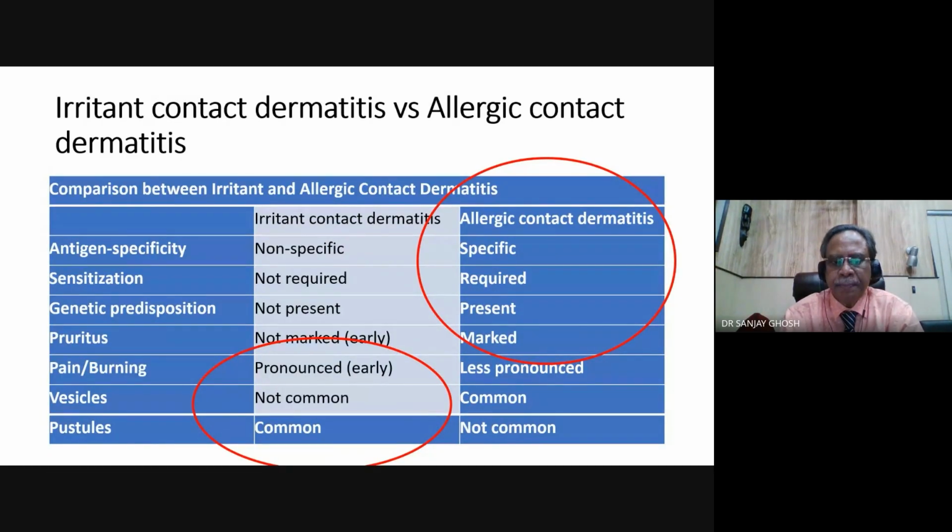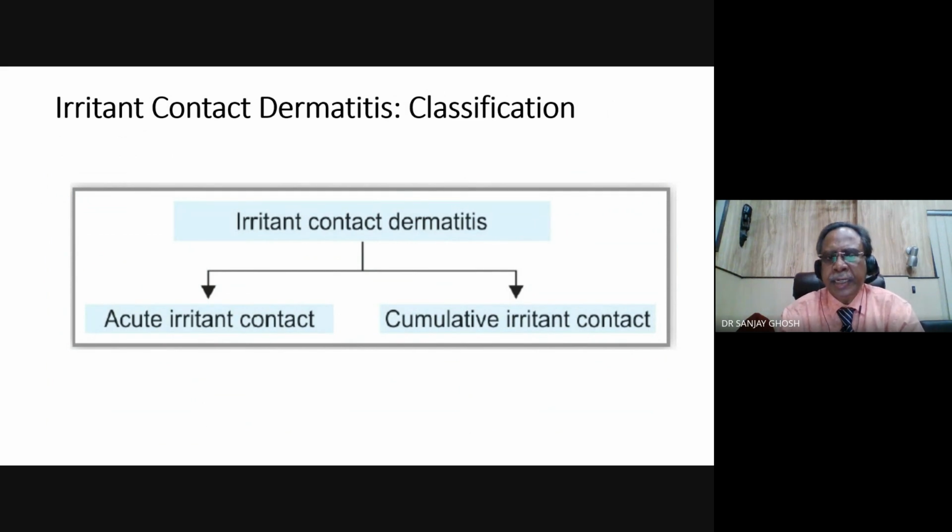Vesicles are not common in irritant. And pustules, that is a very important diagnostic sign of irritant contact. That is not much common in allergic. Now, irritant contact again can be divided into acute irritant and cumulative irritant.